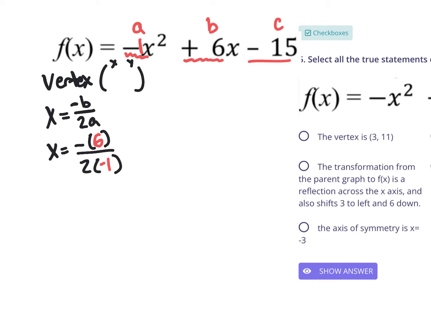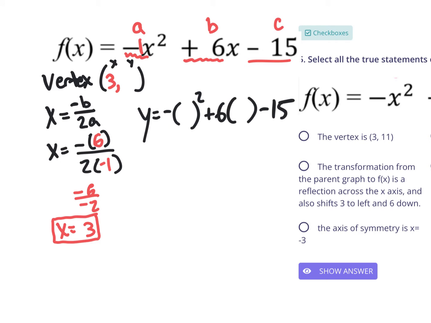And what do we have here? We have a negative 6 over negative 2. So x really does equal positive 3. Okay? And this is the x of the vertex. Whenever you have an x and you want a y, all you have to do is plug it back into the original equation. So here's my original equation.